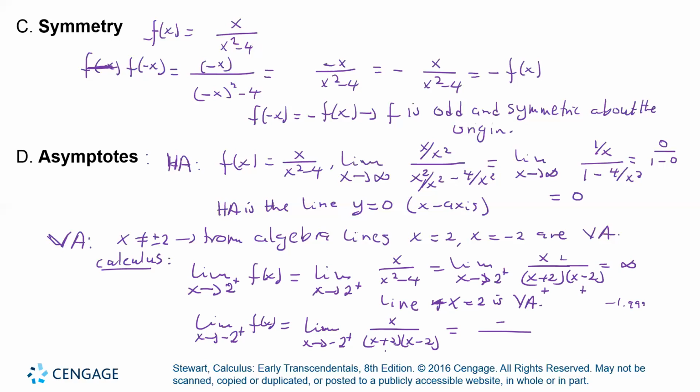Now, if you do that, the first term here will be positive, but this will be negative. That gives you negative over negative, which will give you positive infinity. So again, the line x equal to negative 2 is also a vertical asymptote.